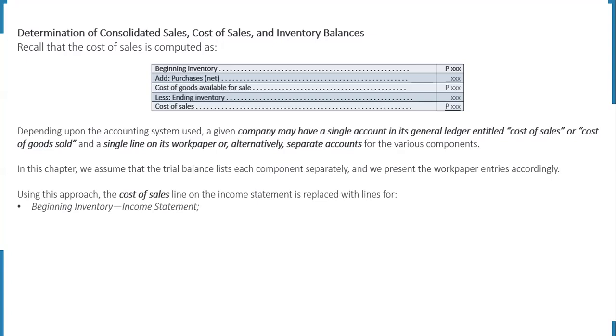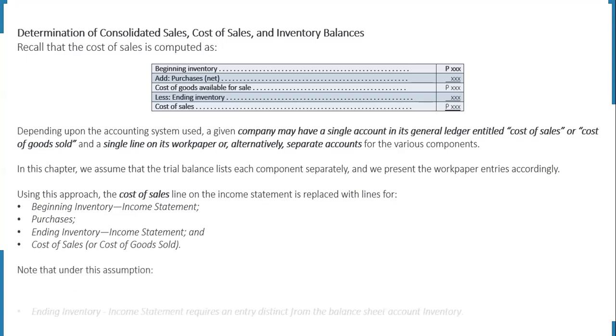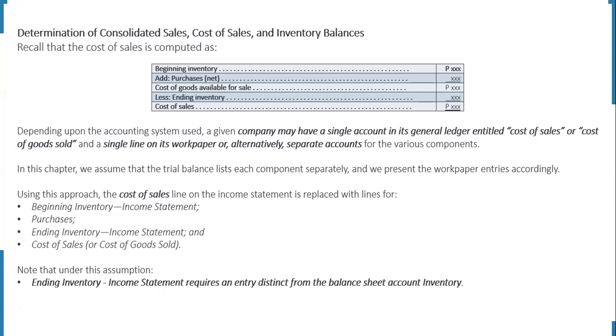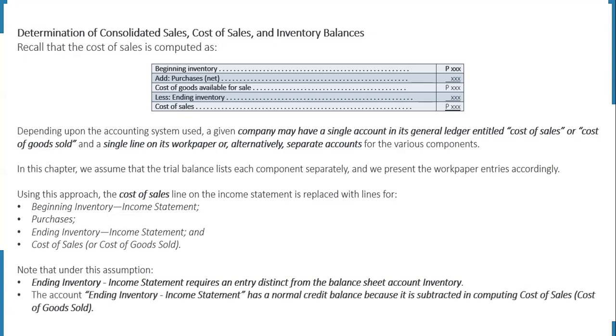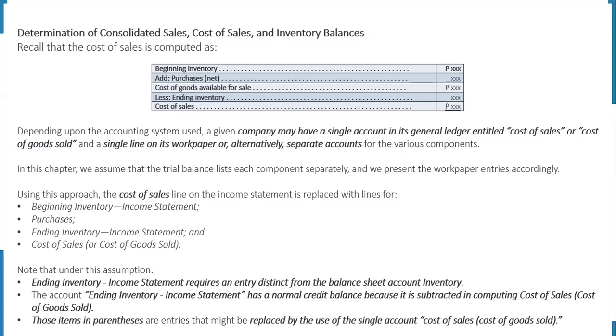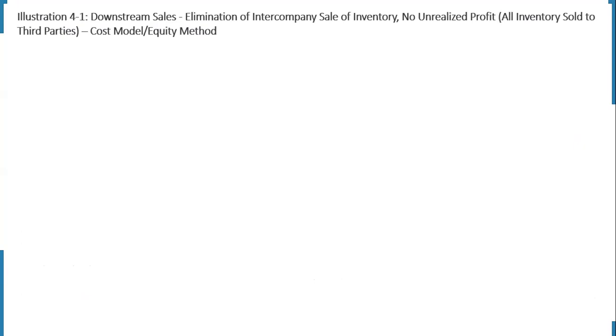Using this approach, the cost of sales line on the income statement is replaced with lines for beginning inventory, income statement, purchases, ending inventory, income statement, and cost of sales or cost of goods sold. Note that under this assumption, ending inventory is found in the income statement that requires an entry distinct from the balance sheet account inventory. Now, the account ending inventory in the income statement has a normal credit balance because it is subtracted in computing cost of sales. Those items in parentheses are entries that might be replaced by the use of a single account, cost of sales. Now we have the illustration about those downstream sales, so meaning from parent to subsidiary.